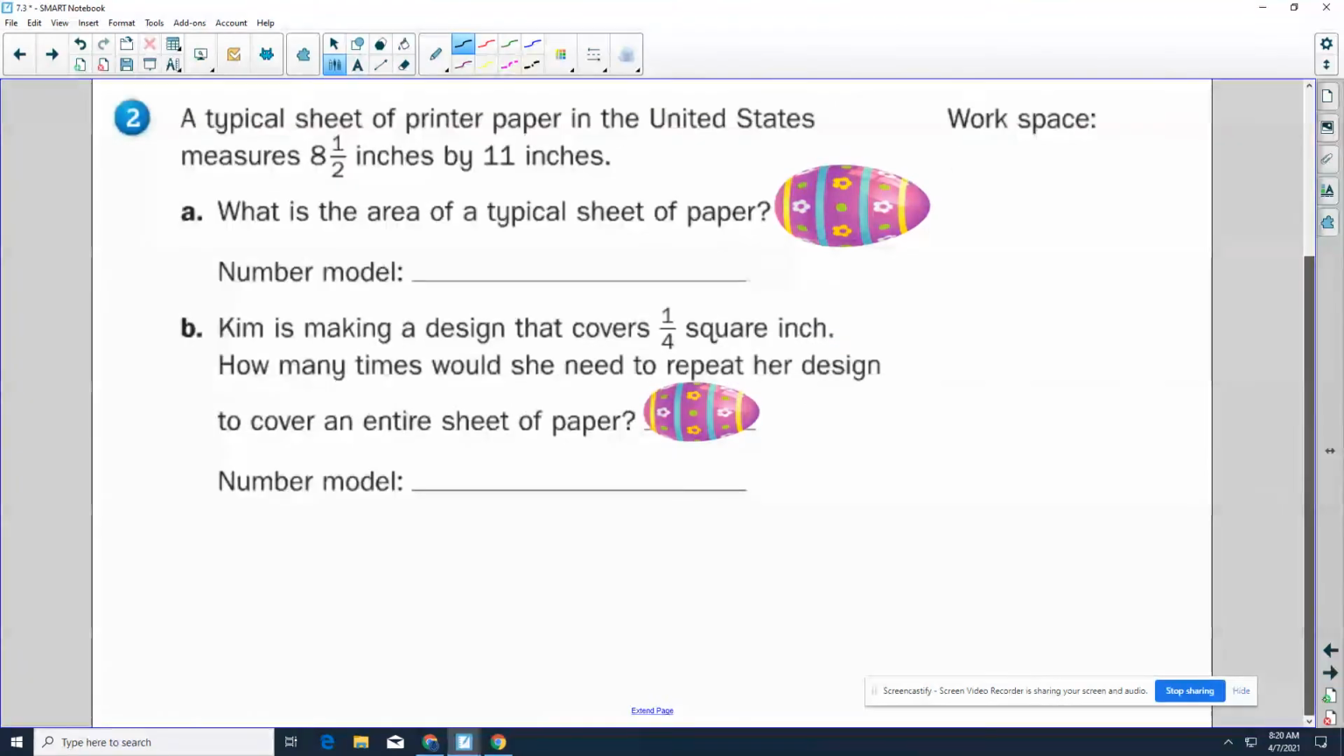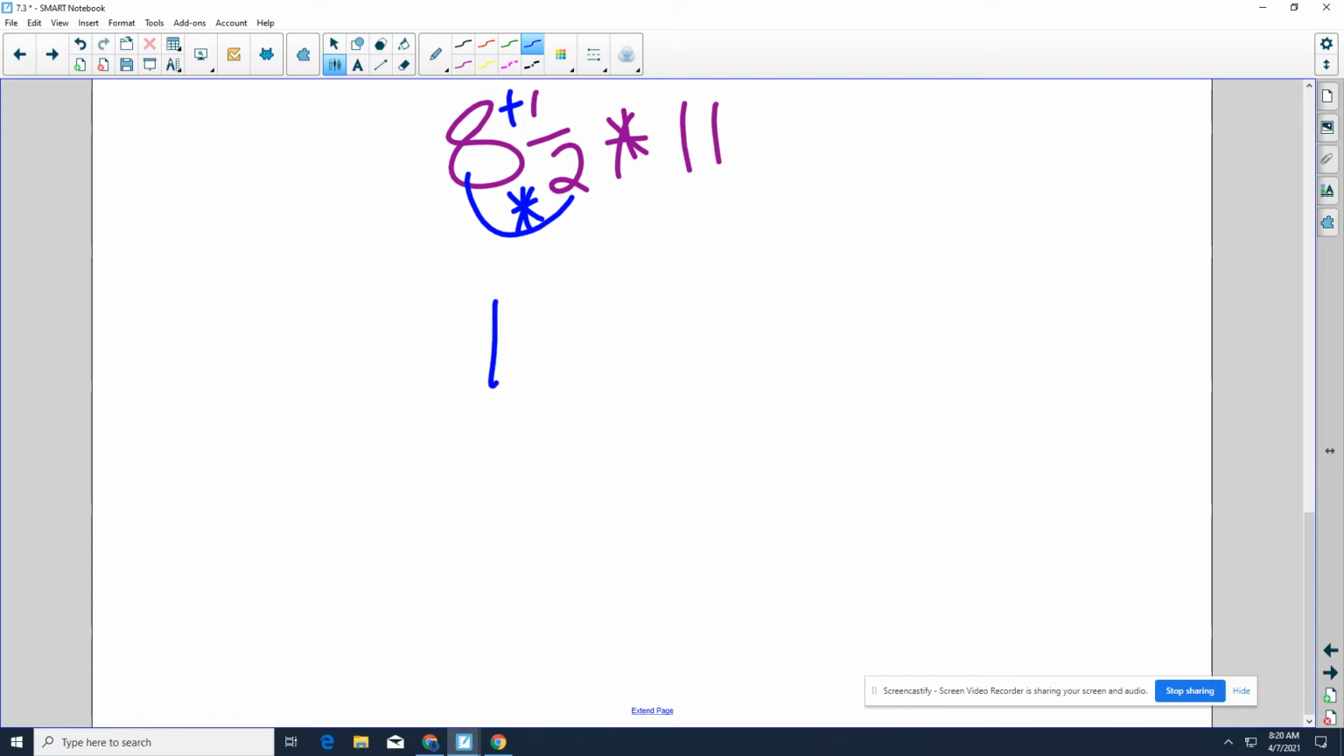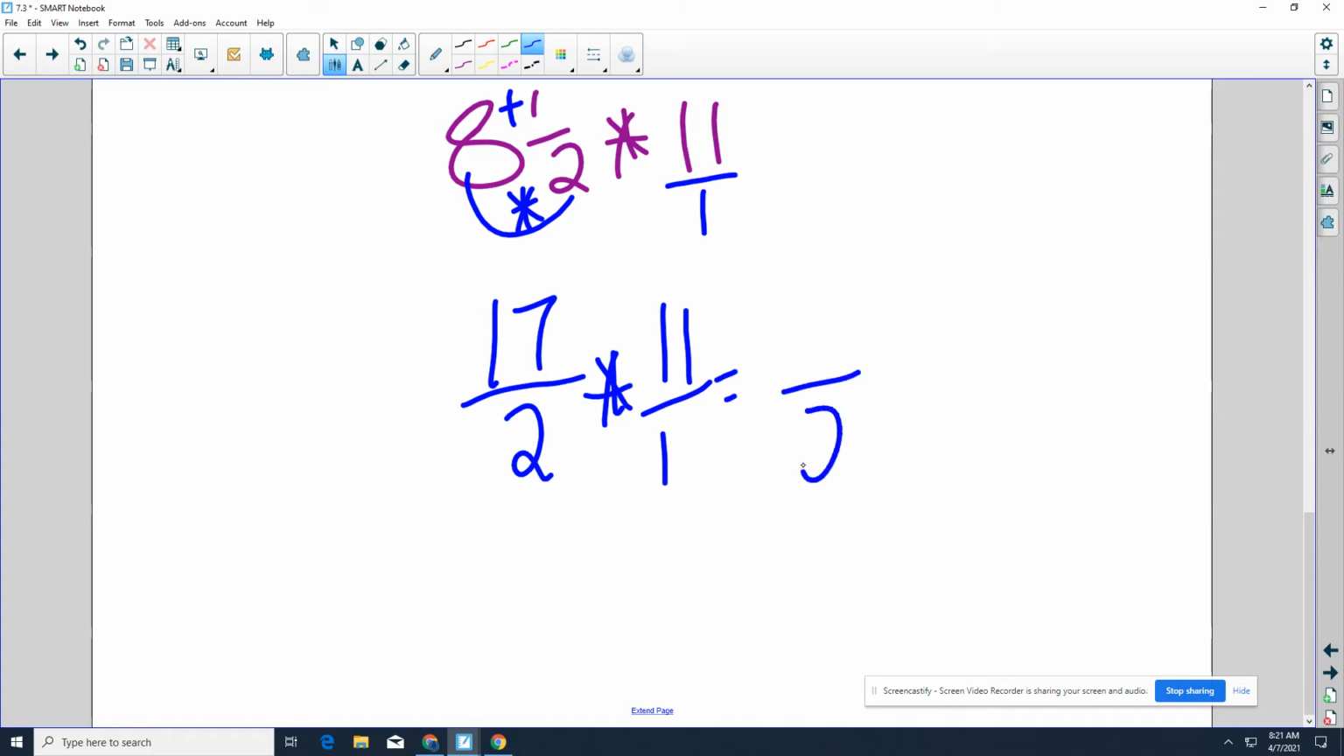So if it helps you, you could draw a picture, but I'm going to go ahead and do the strategy they said, and I'm going to convert them both to regular fractions. So 8.5 by 11. In order to make this a fraction, I have to multiply my denominator by my whole number, plus 1. So I know 2 times 8 is 16, plus 1 is 17 over 2, a half. And to make my 11 a whole number, I just put it over 1. And I get 17 times 11.